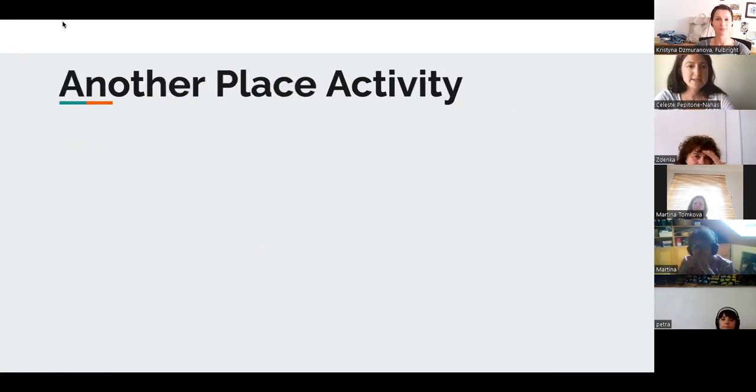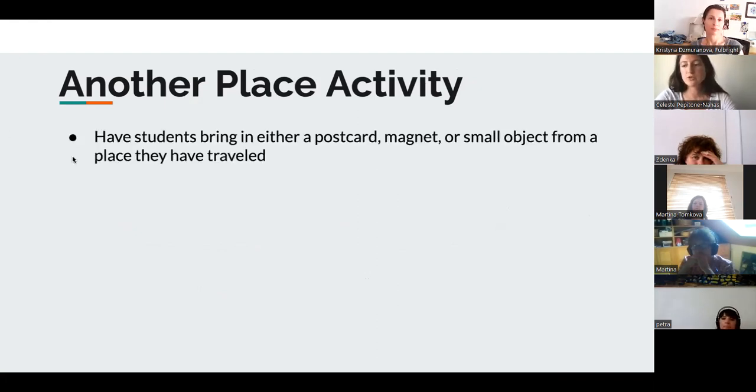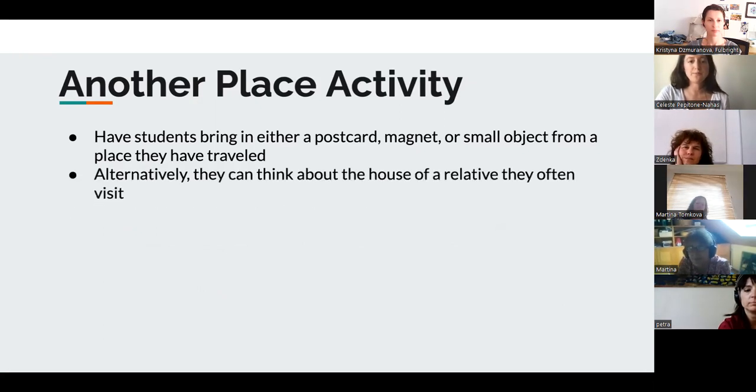This is basically the same activity, but with a slight variation. You can do it instead of with a photo with an object. I don't have anything on my desk right now. I have a bike tire. I suppose I could use this. So it can be a postcard from a trip they've taken, or if maybe they haven't traveled that much, it could be an object from a relative's house.